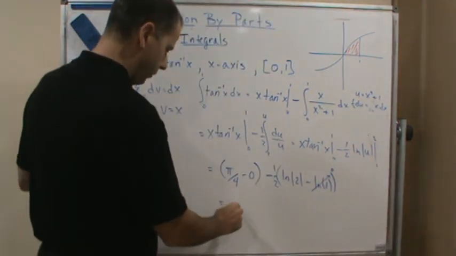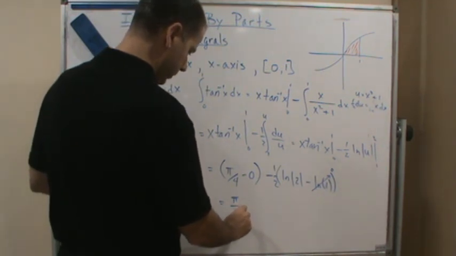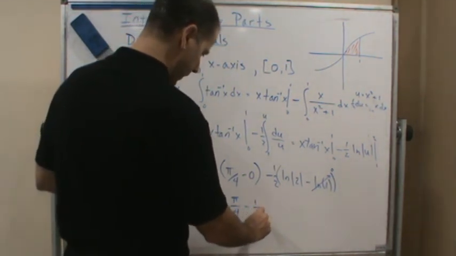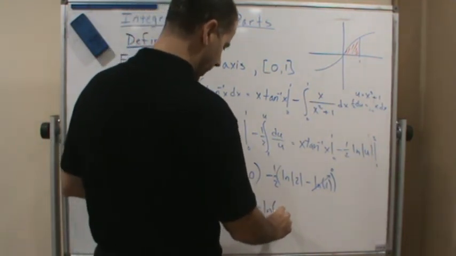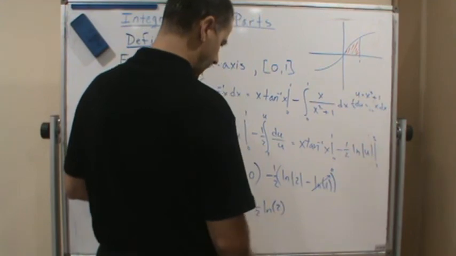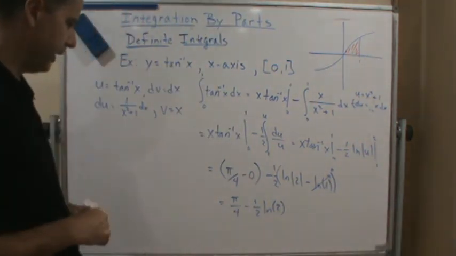And so we get, this is 0, we get pi over 4 minus 1/2 the natural log of 2. We could drop the absolute value sign because it's just a constant and it's positive. And that's our final answer.